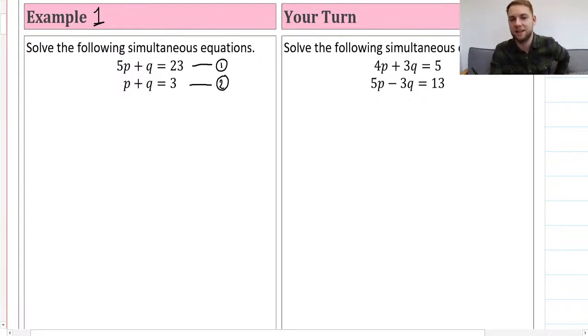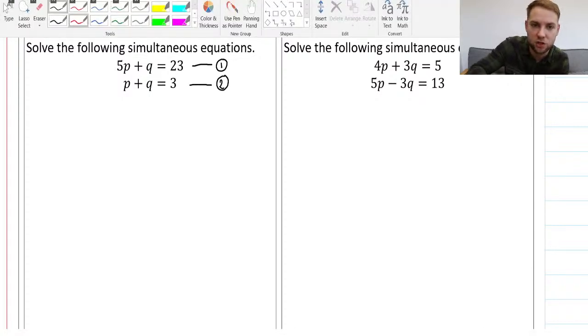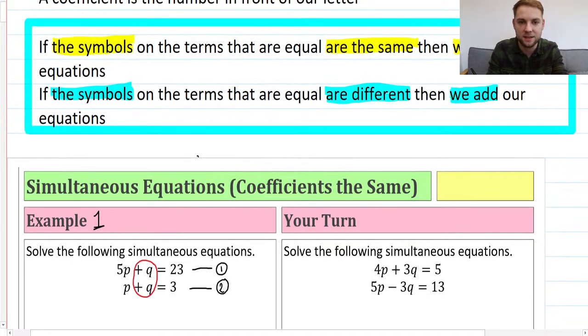So the question I'm asking myself here is which of the letters are the same? Well, the letters which are the same in this one are the Q. So what I will do with this one, you can either circle this or highlight it. I'm going to circle these Q's here. And then I need to think about this.